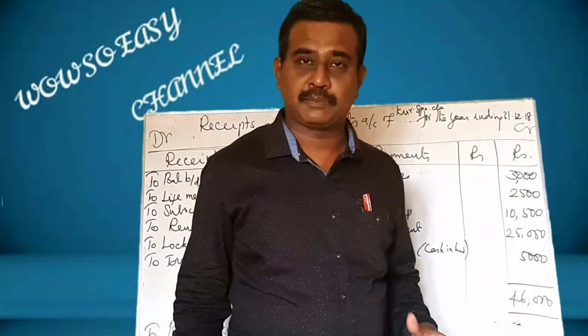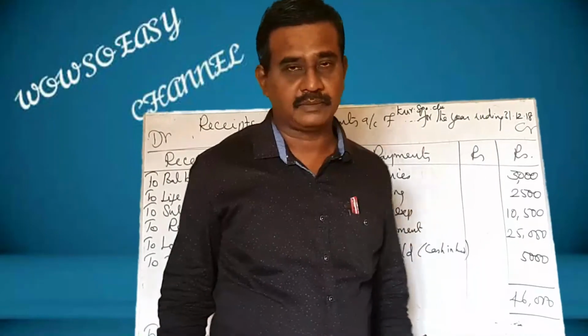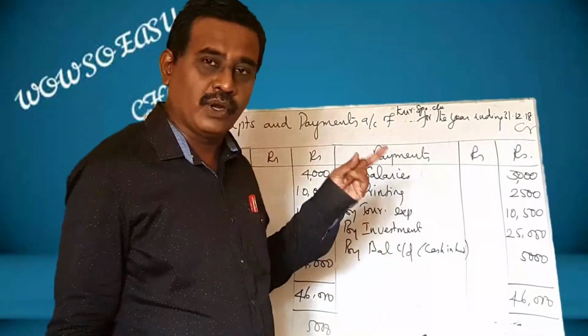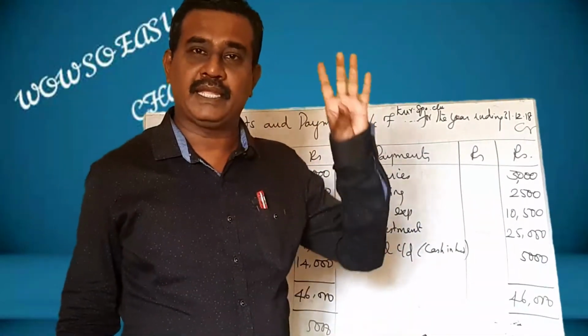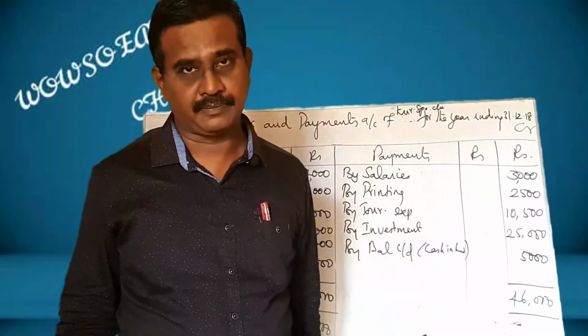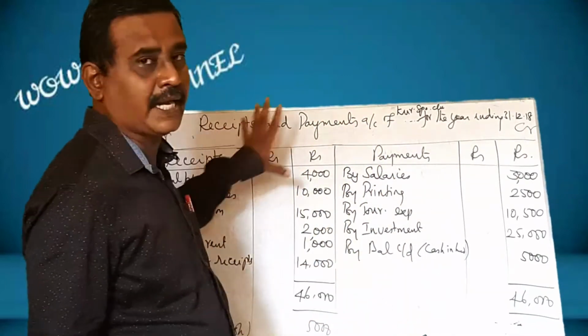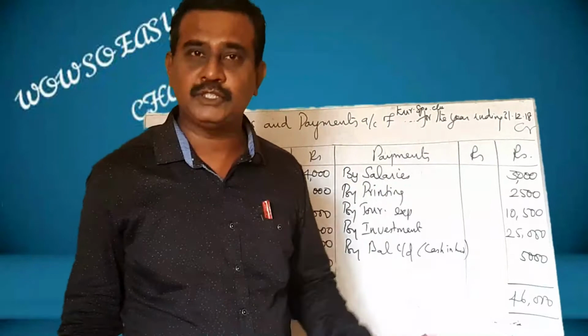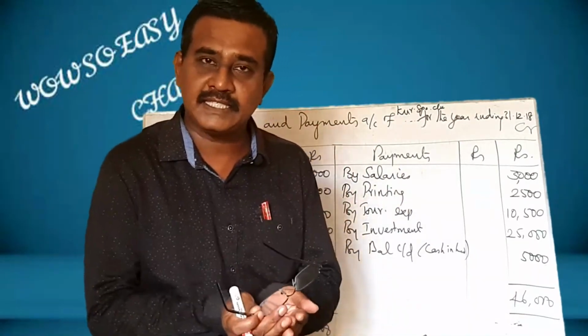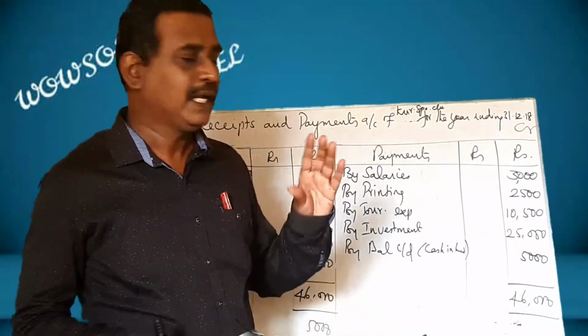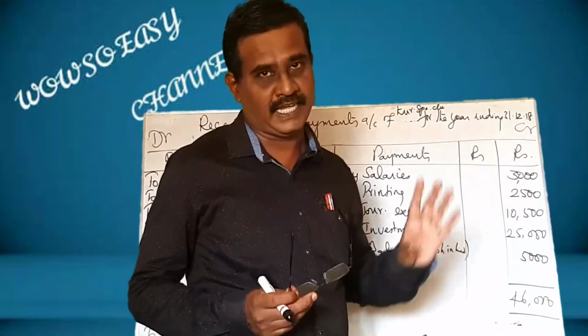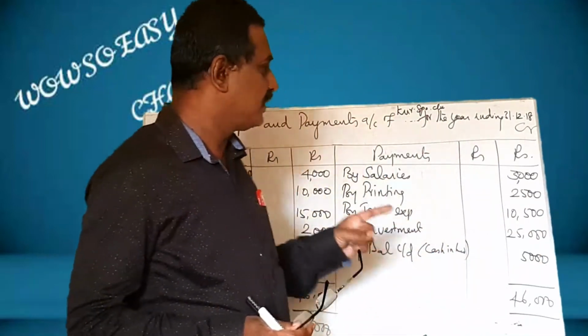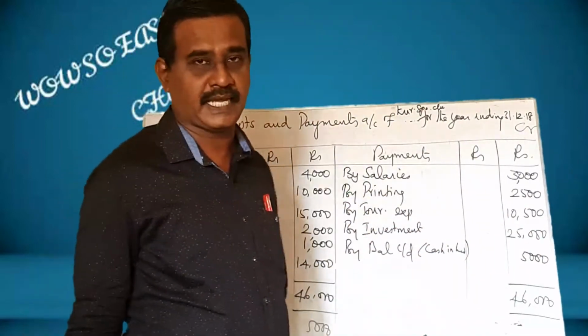Okay, again let me explain this receipts and payments account. This is one of the accounts prepared by a not-for-profit organization, and this receipts and payments account is prepared to know whether any cash is available in hand or any bank overdraft is there. In order to find out that, we prepare the receipts and payments side.